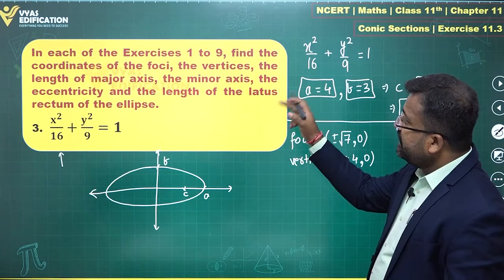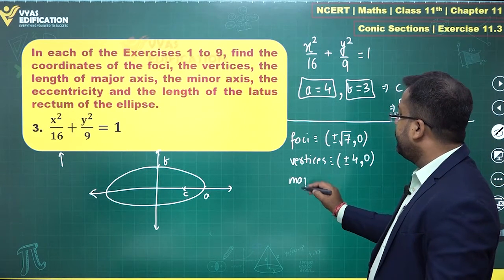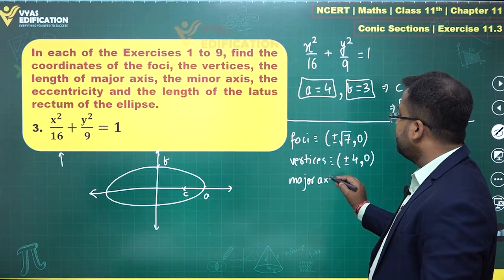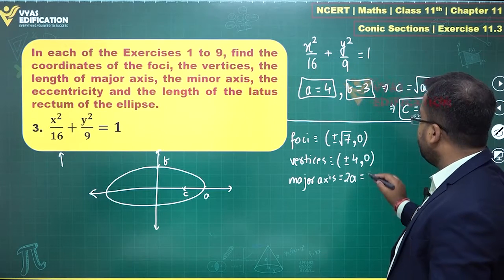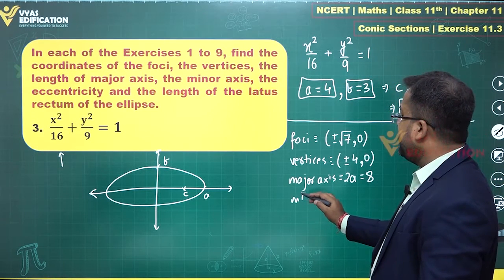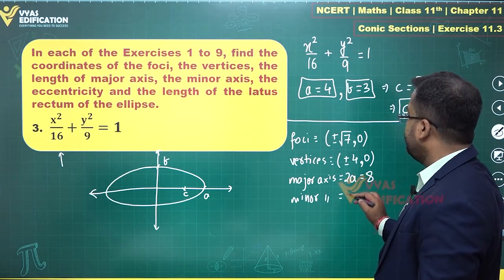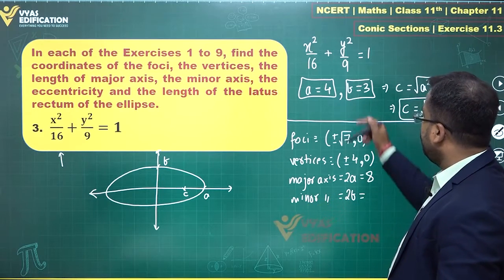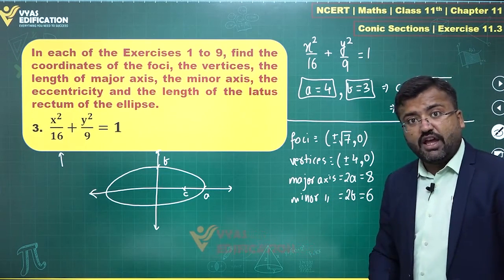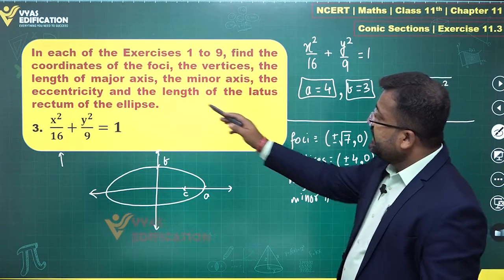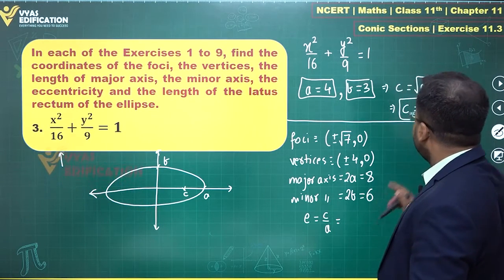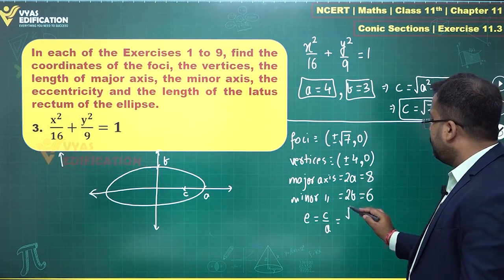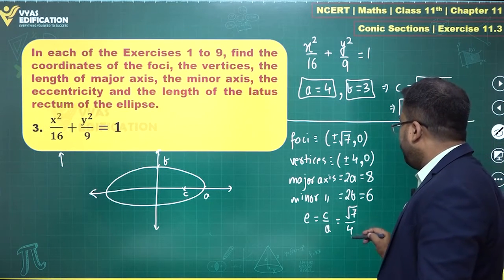Next, the length of major axis. Major axis, the length is equal to 2A, which is equal to what? 2 times A, which is 8. Minor axis, the length of minor axis is 2B, which is equal to what? 2B is 6. This is what you have, right? What else? The eccentricity. Eccentricity is C upon A, which is equal to what? C upon A, which is root 7 upon 4.